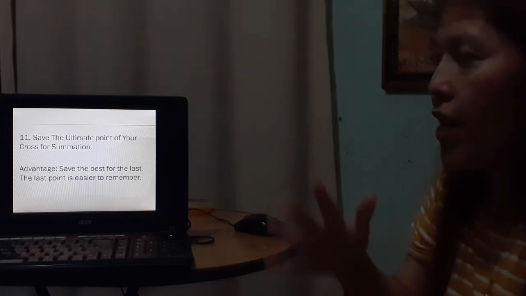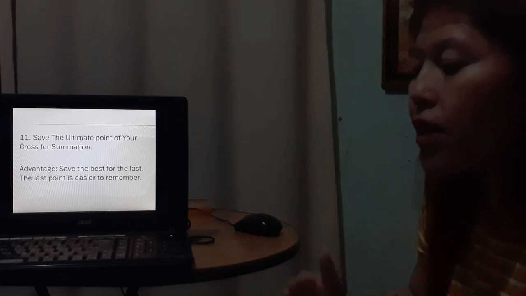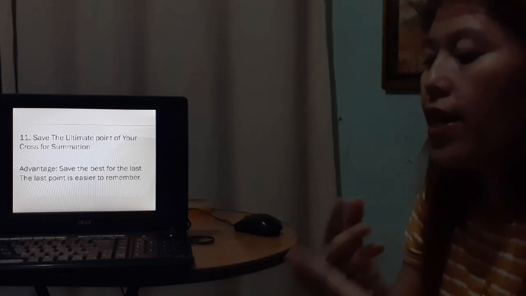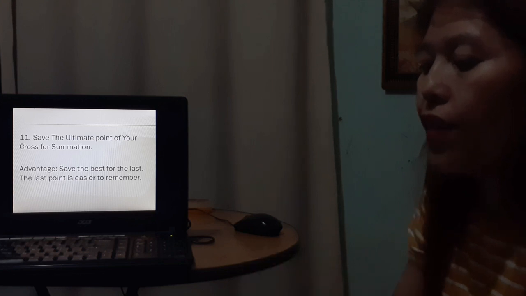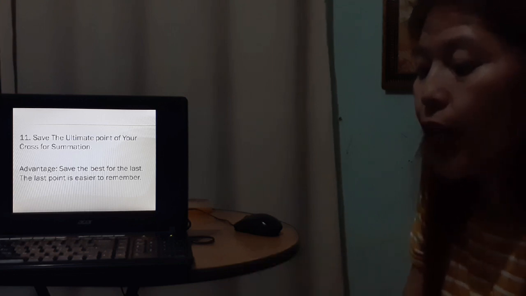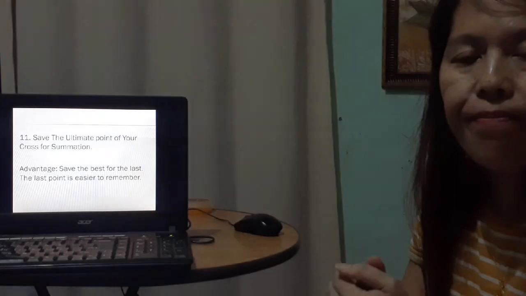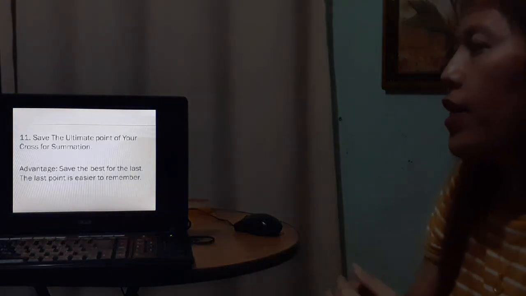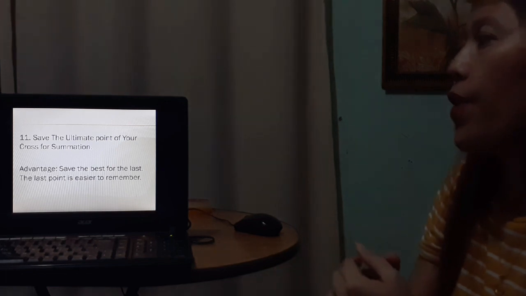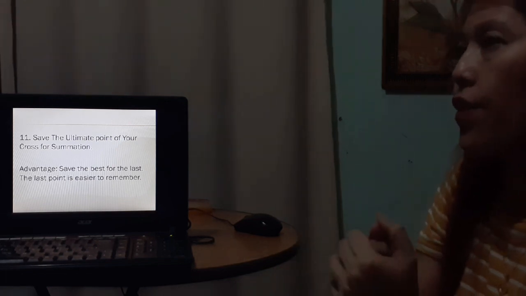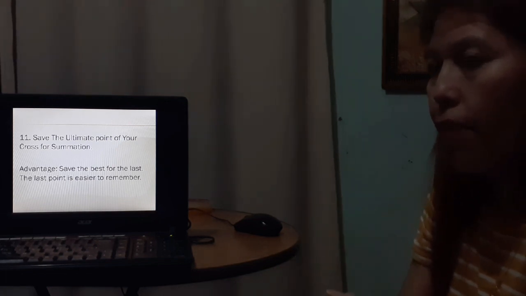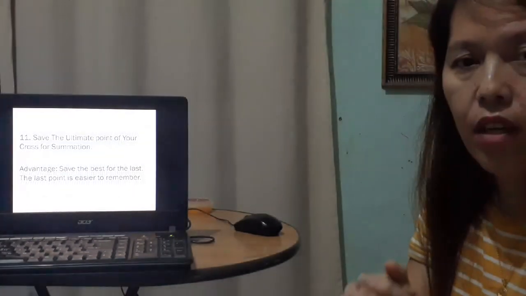Now, the summation here is like the summary of everything. Here, you gather all of the things that you learned from your previous cross-examination. You gather all of them, and then you save your ultimate point for the summation of your cross-examination. That is the time that you present to the court what you discovered when you did the cross-examination.